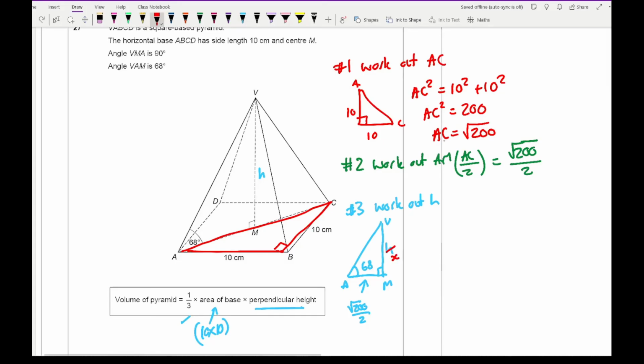So here what I've got is a trig question. This is my adjacent, this is my opposite. So here I've got tan 68 equals x over the square root of 200 over 2. So therefore, x equals the square root of 200 divided by 2 multiplied by tan 68.